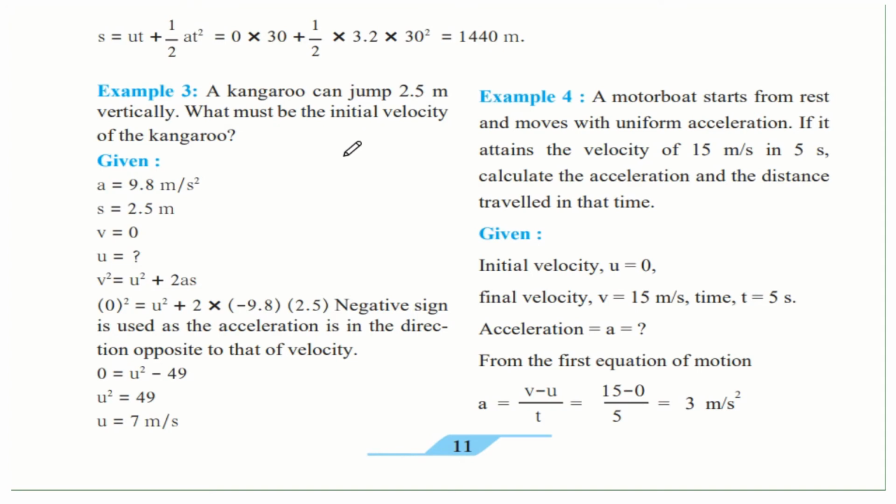The final velocity would be 0 because when you jump in the air at one point, you come to a rest. So the displacement would be 2.5 meters because that was the distance of the jump, and the acceleration would be 9.8 meter per second square. So how do we come to know the acceleration is 9.8 meter per second square? Because it is not given in the example. This is actually the acceleration provided by gravity.